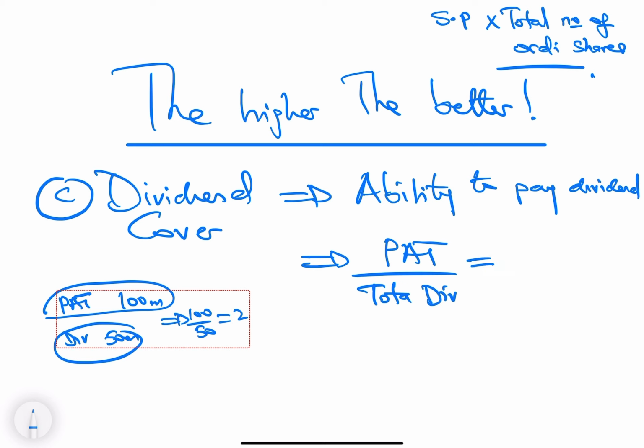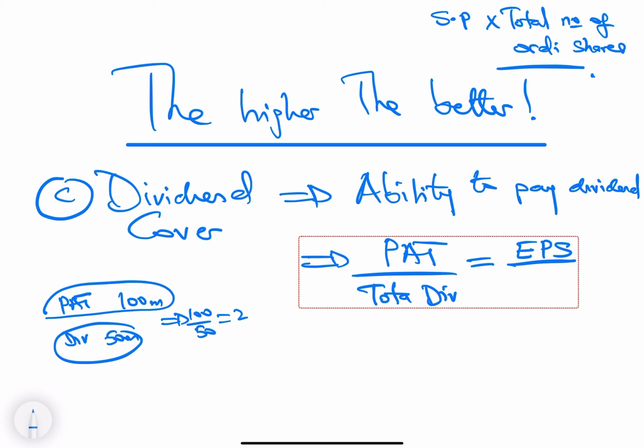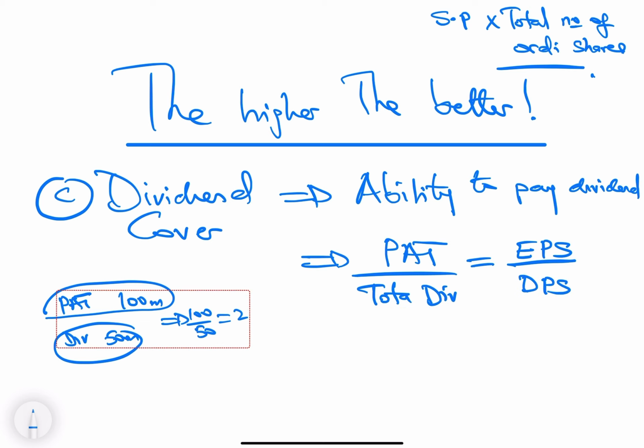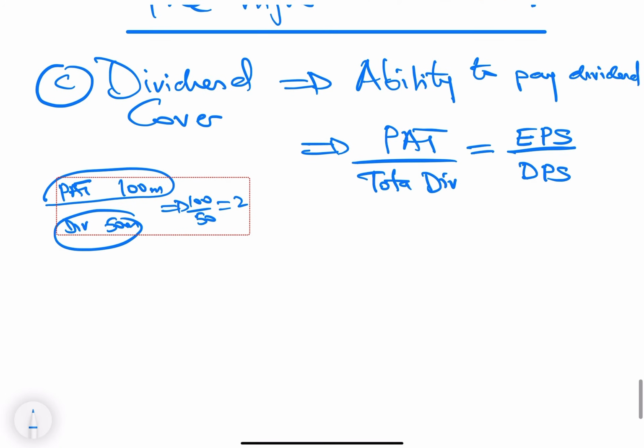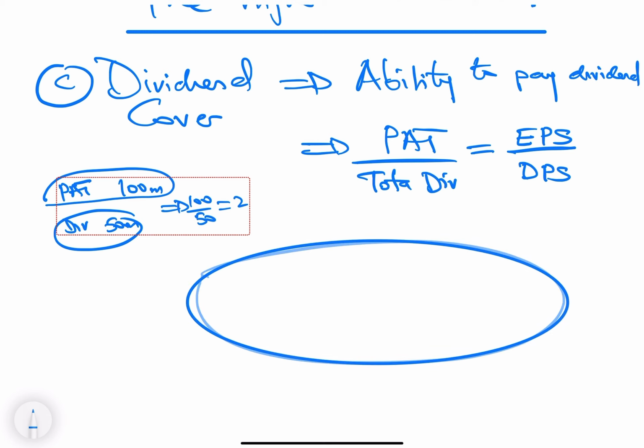And if we want to do it in a unit form, then instead of using total profit after tax, you can use earnings per share, because earnings per share is the profit after tax per share, right? Then instead of using total dividend, you use dividend per share. So that's how you get used to the formula, right? It's the same answer you're going to get. And likewise, like the other ones, for this one as well, the higher, definitely the better.